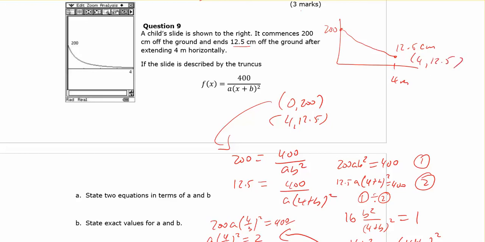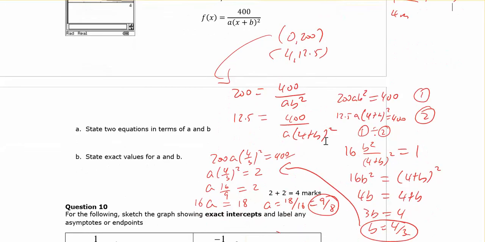Okay, so I'm subbing these two values into the equation. When y is 200, x is 0, so that's 0. So you get 400 divided by a on b squared. And then I know that when y is 12.5, x is 4, so I've subbed 4 into the equation.